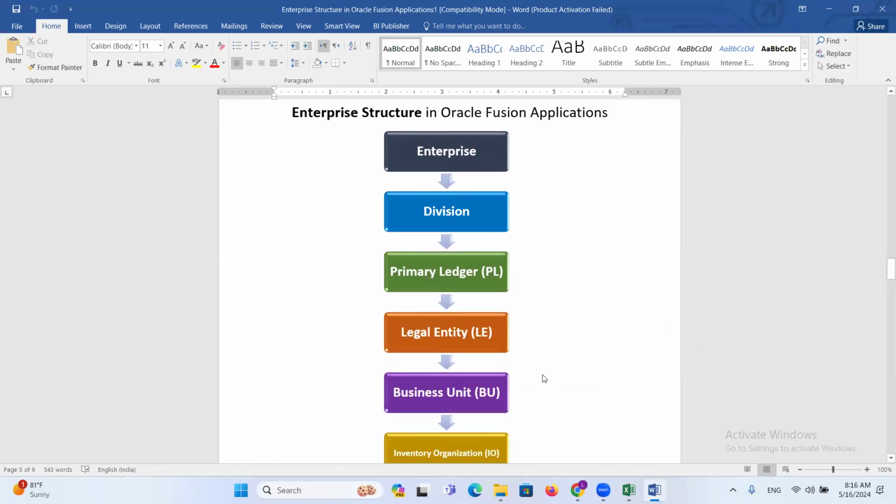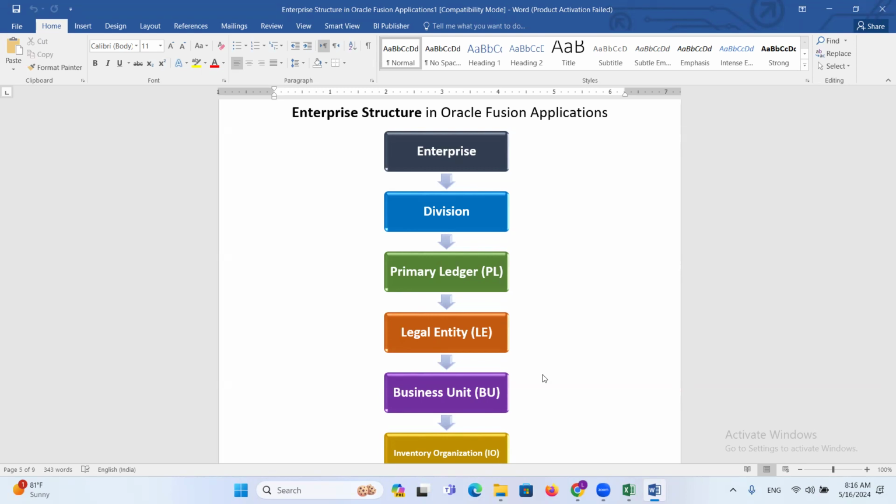So, enterprise structure in Oracle Fusion application. At the top level we have the enterprise. Under the enterprise, we can have a division. In reality, we don't create the divisions. The reason is that divisions are not going to add any value as part of the enterprise structure. It is just a placeholder. We cannot record any business transactions there either.